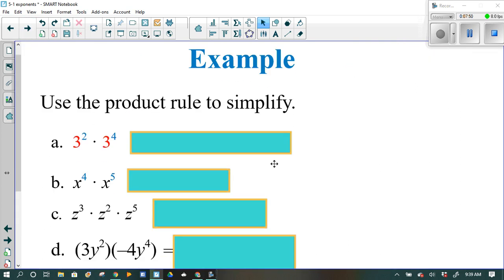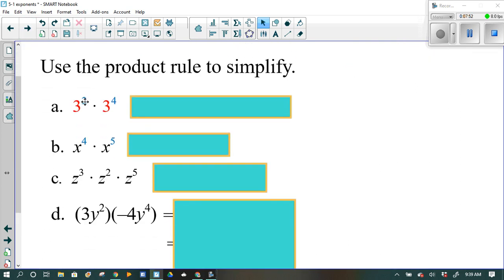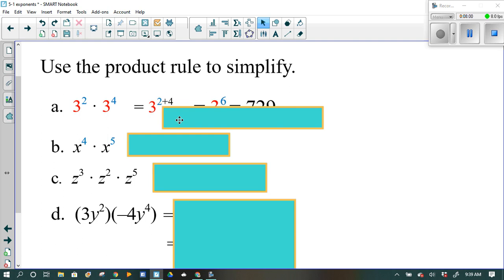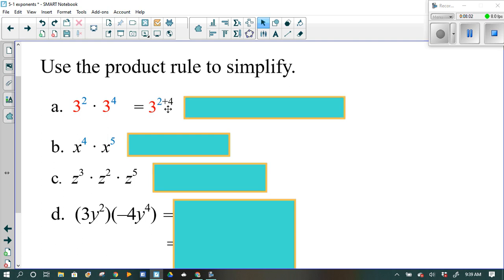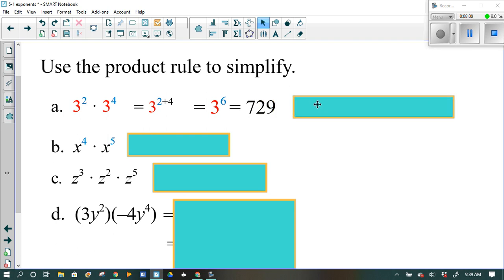All right, so let's look at some of our rules. So 3 squared times 3 to the 4th. Since we have same bases, then you're going to add your exponents. So that's going to be 3 to the 4 plus 2. Well, what is 4 plus 2? Well, that would be 6. So 3 to the 6th power is 729.